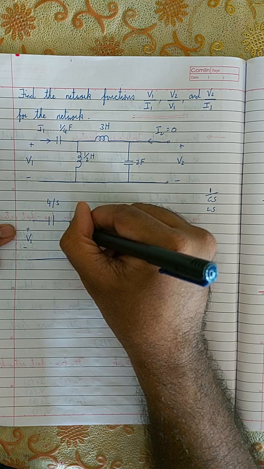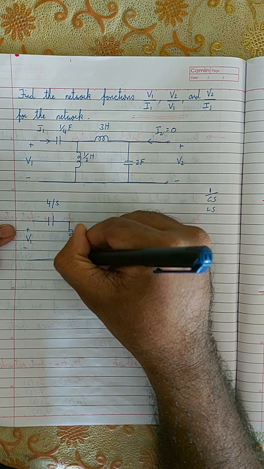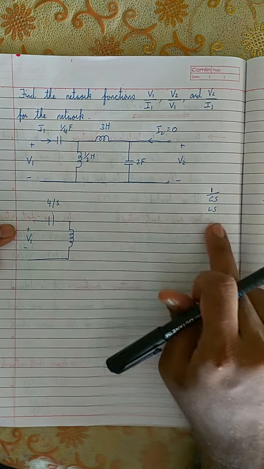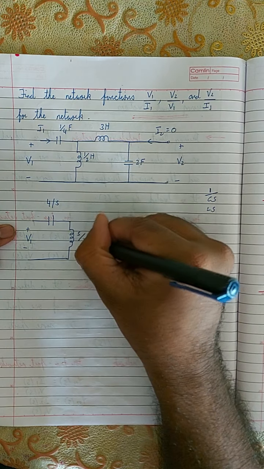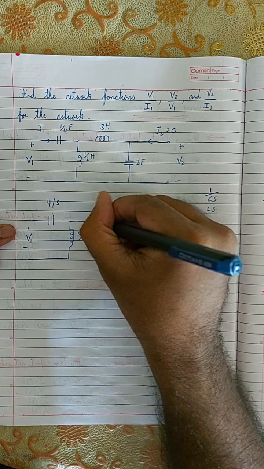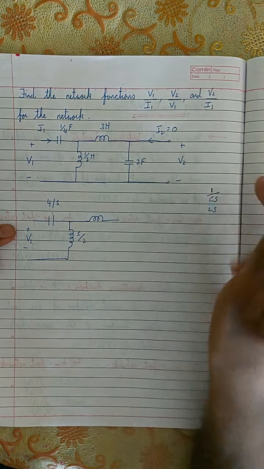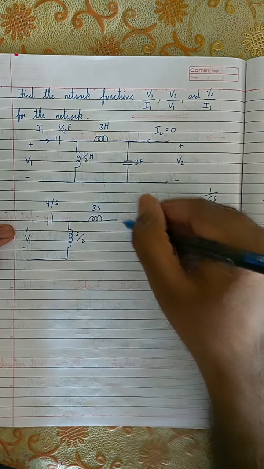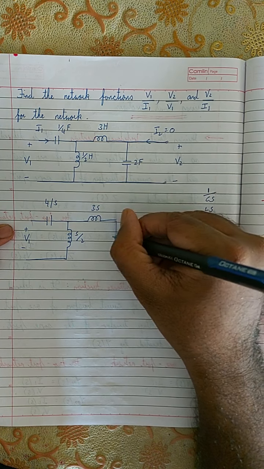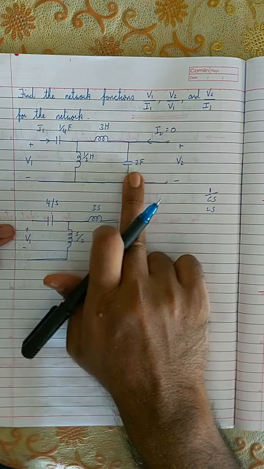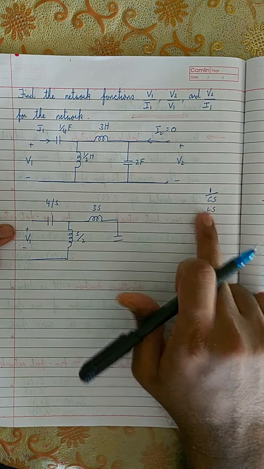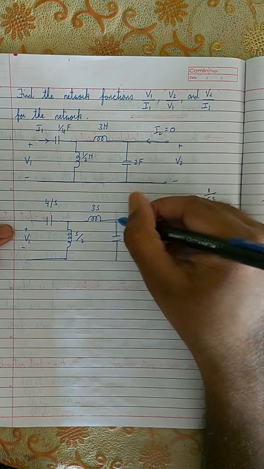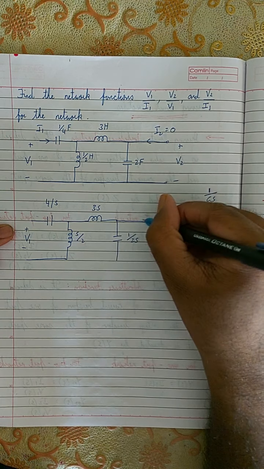Likewise, the impedance of this inductor should be Ls. What is the value of L? 1 by 2 Henry. So 1 by 2 into S, or S by 2. Likewise here, the value of L is 3, so it becomes 3S. The impedance of the capacitor should be 1 by Cs, and the value of C is 2 Farad. So C is equal to 2, and you get 1 by 2S, and that's it.